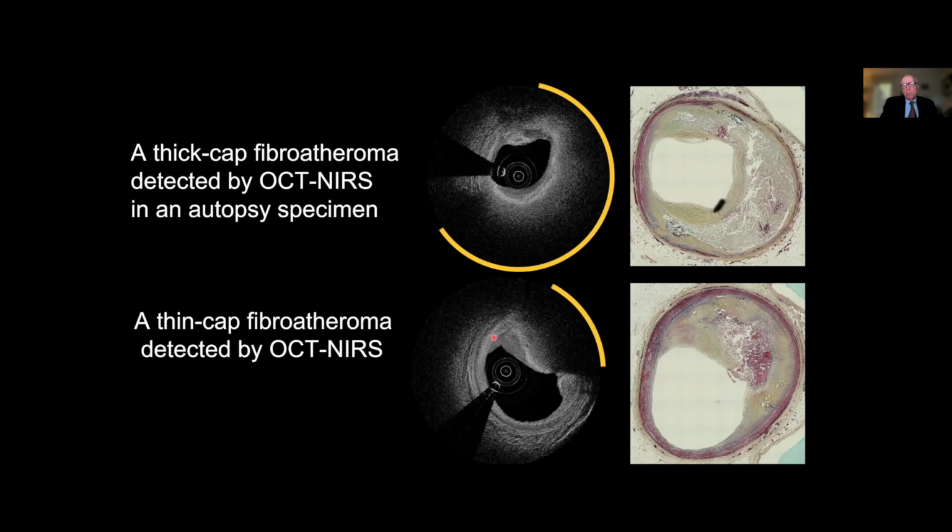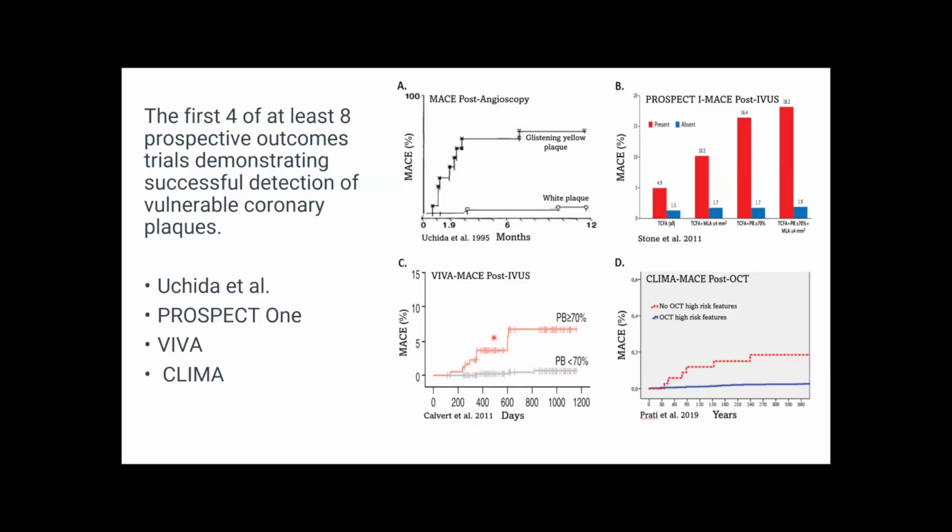So what's so amazing about this is that with this near infrared plus OCT imaging, you get the picture, you get the chemistry with the yellow spot. It has the potential to find the thin-cap fibroatheromas in living patients. And of course, CT is making progress.